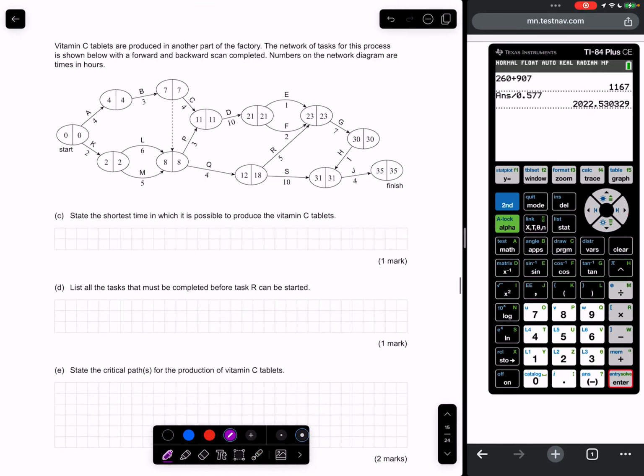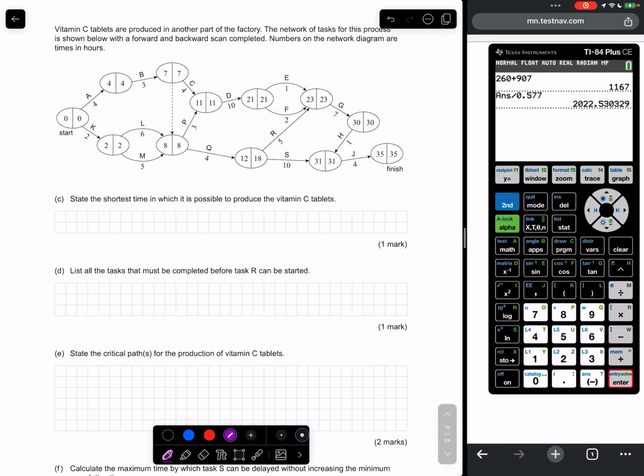Page 14 done. Vitamin C tablets are produced in another part of the factory. The network of tasks for this process is shown below with a forward and backward scan, so they do it for you. This is in hours. I'll remind myself of that. What's the shortest time? Well, I don't like this because it hasn't done the full backward scan.